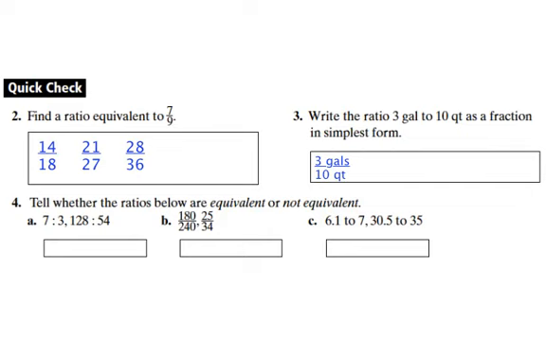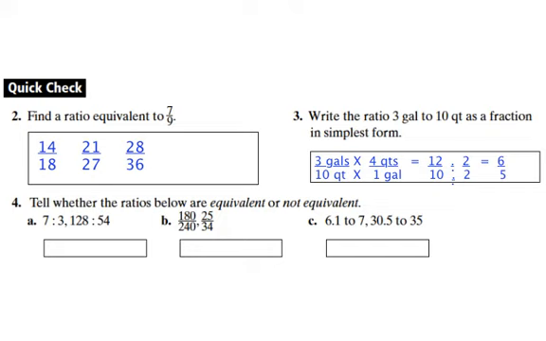For number 3, you had to write the ratio of 3 gallons to 10 quarts as a fraction in simplest form. We start by writing the ratio of 3 gallons over 10 quarts. Then we have to convert the gallons into quarts. There are 4 quarts in a gallon, so we multiply the fraction by 4 quarts over 1 gallon. That gives us a total of 12 over 10, which needs to be simplified by dividing both the numerator and the denominator by 2. 12 divided by 2 is 6, 10 divided by 2 is 5.